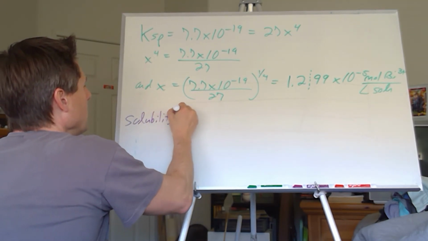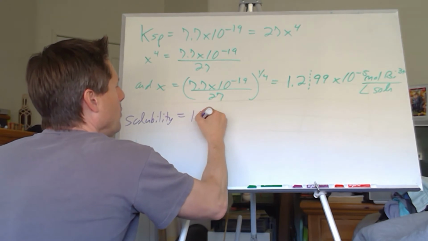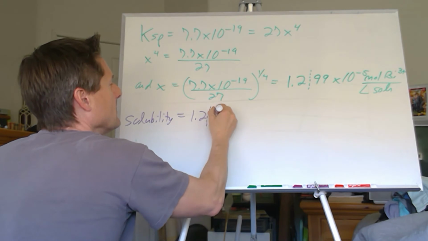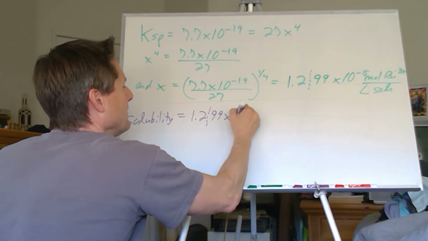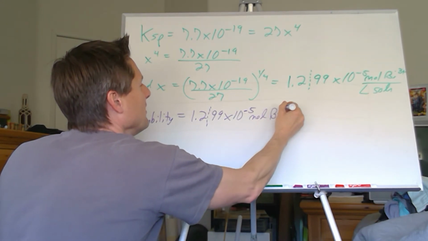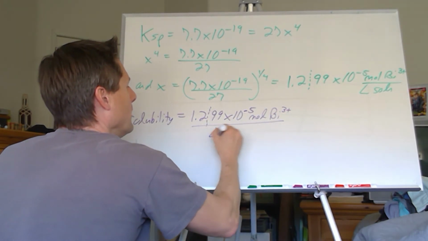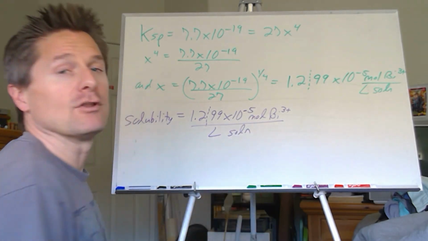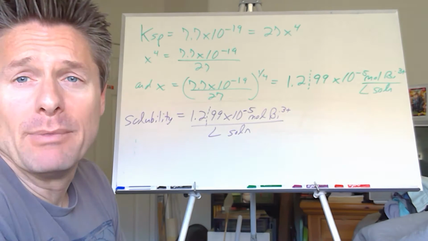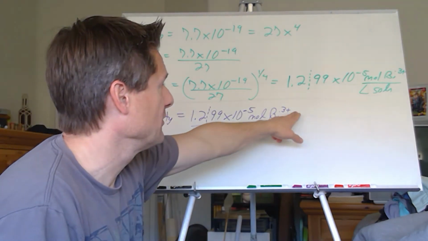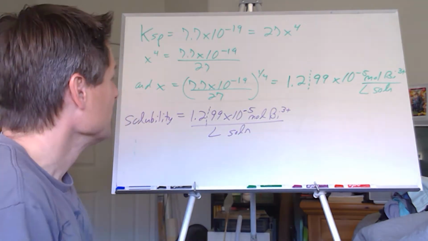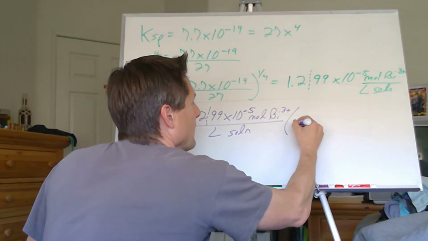So the solubility, let's bring that number down: 1.299 times 10 to the minus fifth moles of the bismuth 3+ ion per liter solution, all right? Technically, if I ask for molar solubility, all we have to do is convert this to moles of the solid, and we've got the molar solubility. We don't need the molar mass. That's boring, though. So let's convert this.